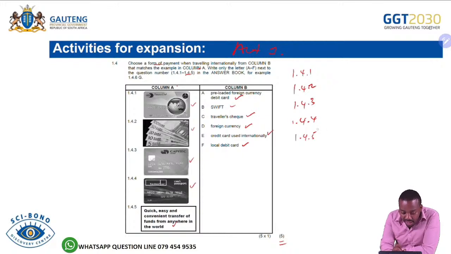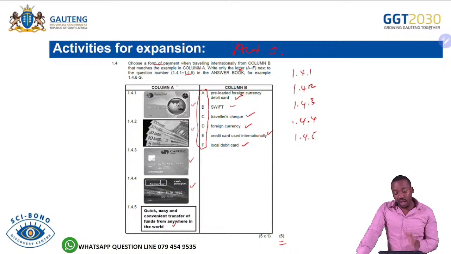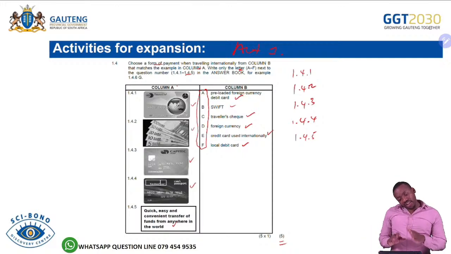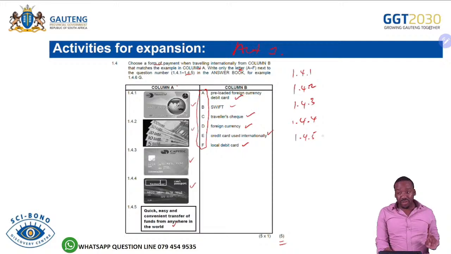Remember they said write only what? The letter. So you cannot now write SWIFT transfer. You need to write the letters. Here are the letters that have been given to us, right? And there's an explanation of the payment method. So be very careful there. Follow the examiner's instructions, because in the marking center we see this for 1.4.5. When I check my payment method, which one is a quick, easy, and convenient way to transfer funds from anywhere in the world, then I will say it is a SWIFT transfer, and it falls under which letter? Under B, right?